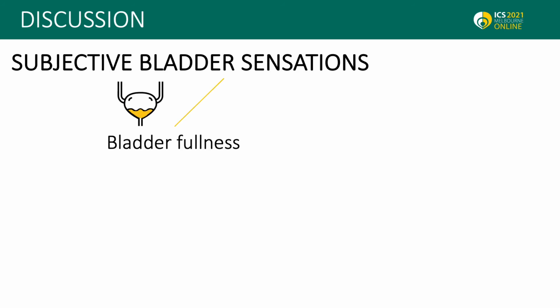So, bladder fullness sensation does follow a linear trend in both OAB patients and healthy participants, which indicates that both groups are able to accurately assess increases in bladder volume. Urgency does not seem to follow a linear trend upon visual inspection for both OAB patients and healthy participants.